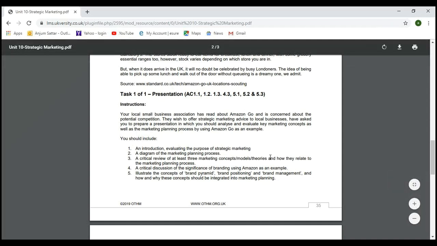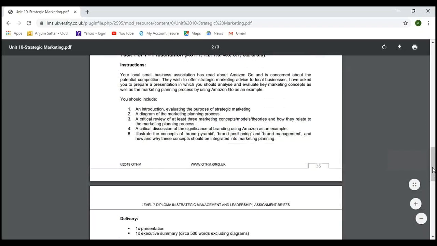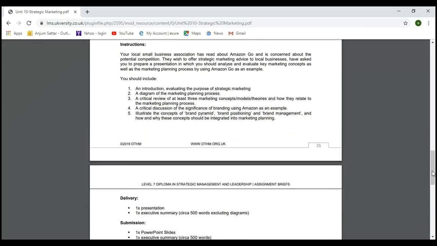That's the mission or business mission, marketing audit, those. And a review of at least 3 marketing concepts. So I already mentioned a production concept, social marketing concept, and then you can link with the planning process, which I already copied the slides with you.